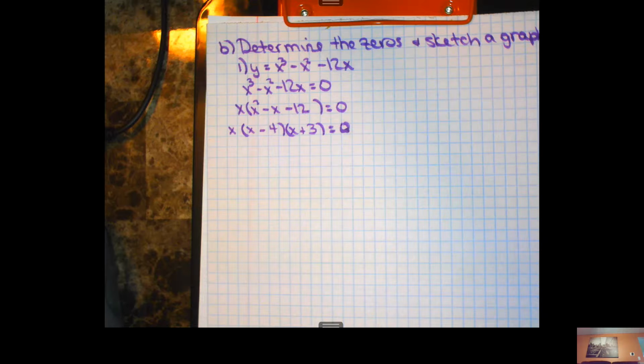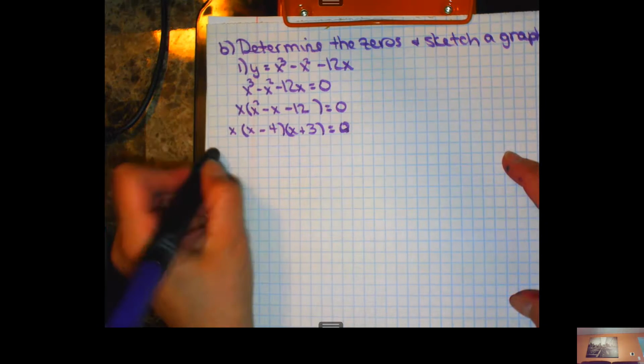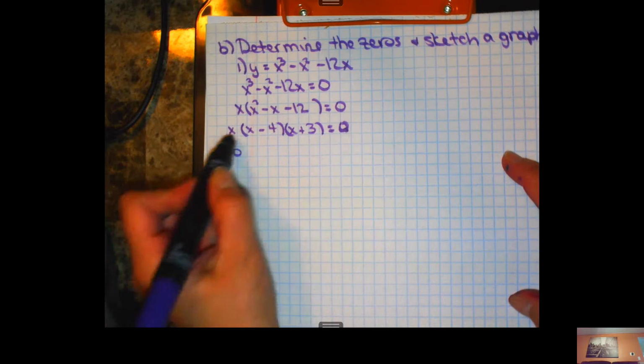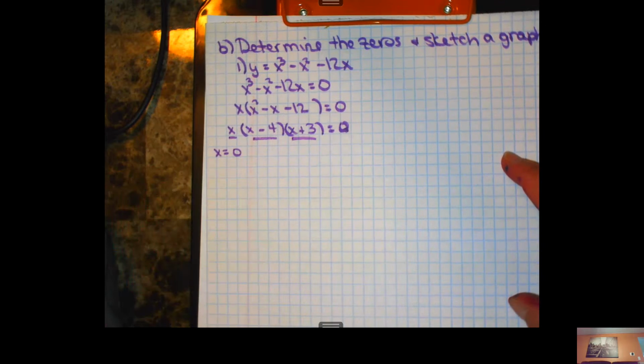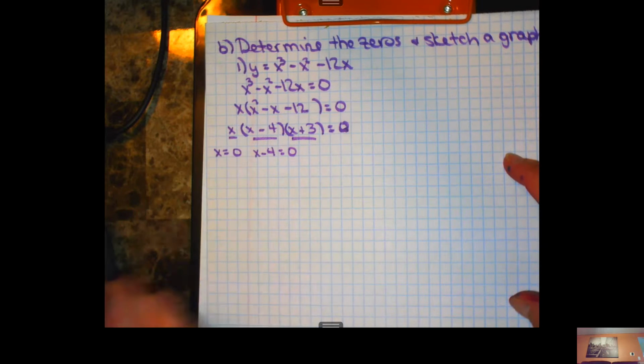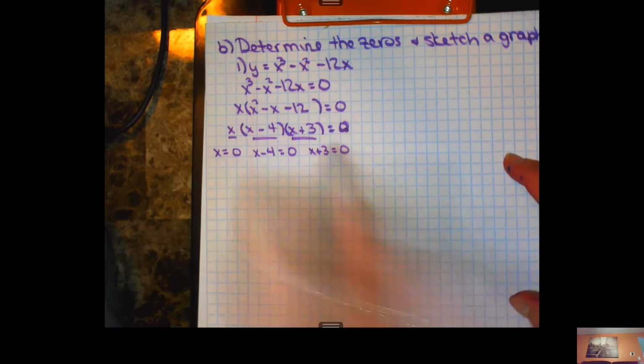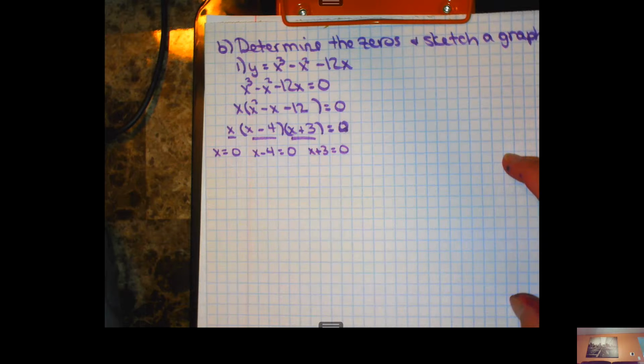Now I solve it. Step 3 is to solve. So I don't get rid of this x. This is part of my answer. So I'm going to write x equals 0 because we have 3 things being multiplied equal to 0. The next one is x minus 4 equals 0. And then your third equation is x plus 3 equals 0. So we're going to have 3 answers here.